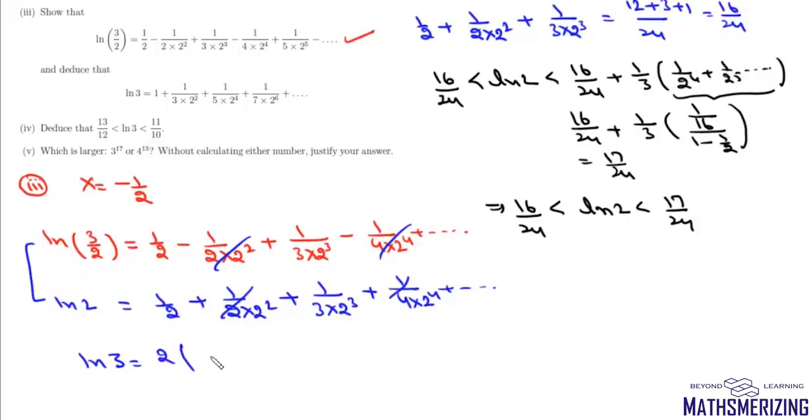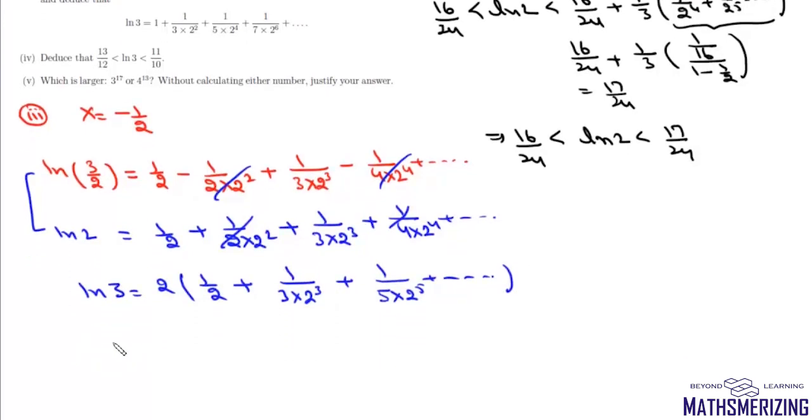So it will be 2 times 1 by 2 plus 1 by 3 into 2 cube plus 1 by 5 into 2 to the power 5 up to infinity. Or we can simply write this as log 3 equals 1 plus 1 by 3 into 2 square plus 1 by 5 into 2 to the power 4, and so on and so forth. This is your second part.